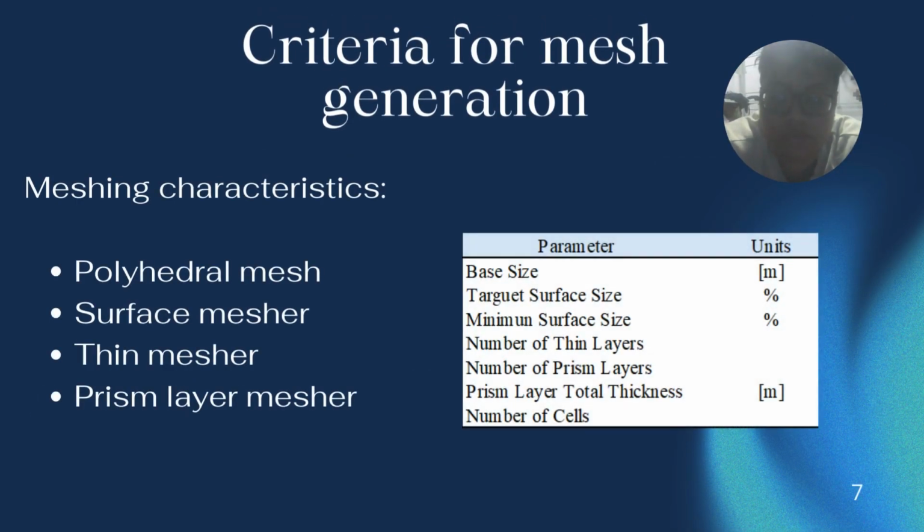Criteria for mesh generation. The main meshing characteristics are as follows: polyhedral mesh, surface mesh, thin mesh, and prism layer mesh. Prism layer meshes were placed in regions close to the wall in order to model the interaction of the fluid and the wall. The design parameters present in the table were used to generate three meshes with a number of cells varying in the range of 900,000 to 1,500,000.